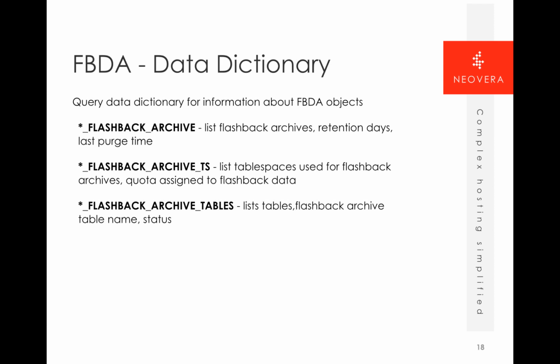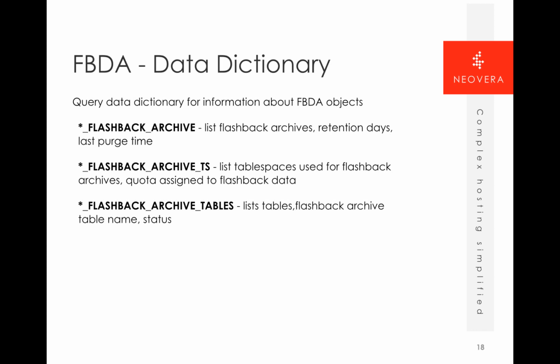The data dictionary, if you want to query information about your flashback data archive objects, we have flashback, and I put a star there, so it's DBA or user flashback archive. That'll list all the flashback archives, what their retention days are, when the last time it's been purged, so the metadata around that archive. The flashback archive TS is the tablespaces that are behind those archives when you created them, what kind of quotas you may have assigned to the flashback data based on that.